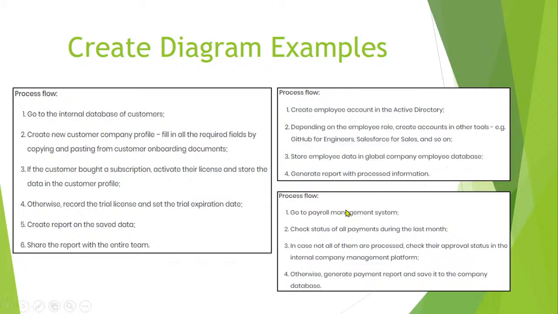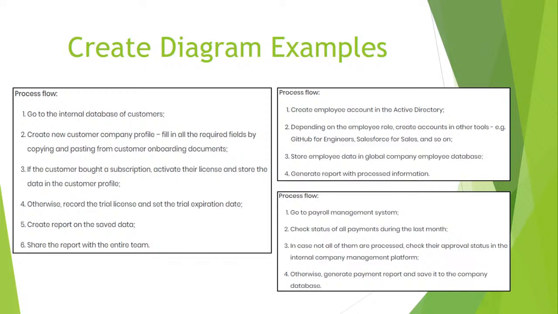This is the last example I have for the create diagram. So we have a payroll team. The payroll team will be checking the payments of the last month. Then after checking the last month, in case all of them are processed, they check the approval status, and depending on the approval status, he'll be going for the next steps. So if he is not approved, he'll be rejected from the process. If he is approved by the finance team, he'll be getting the payment.